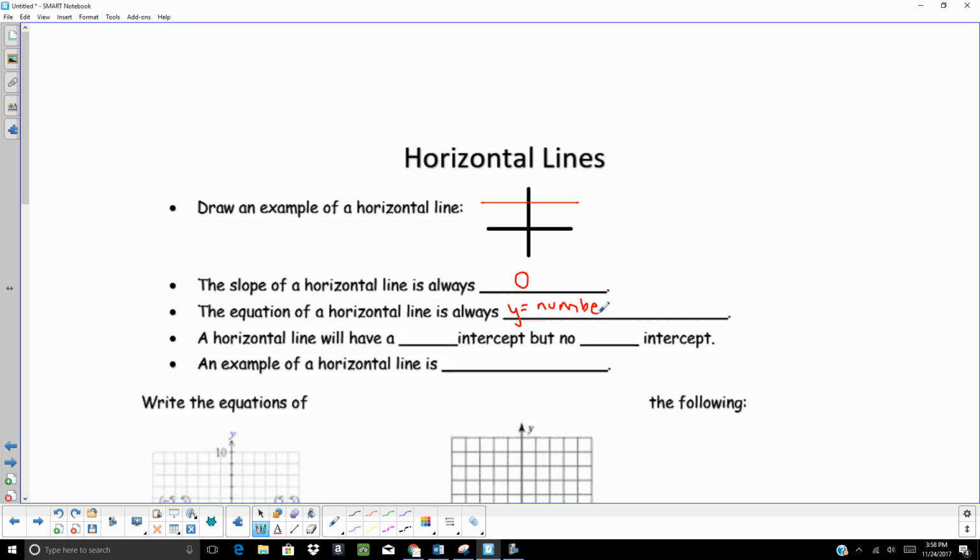The way I always remember it, it needs to cross through that y-axis in order to be horizontal. If it crosses through that x-axis, not going to be horizontal. A horizontal line will have a y-intercept, but no x-intercept. The only exception to that is if you had y equals 0. An example of a horizontal line is y equals 2.